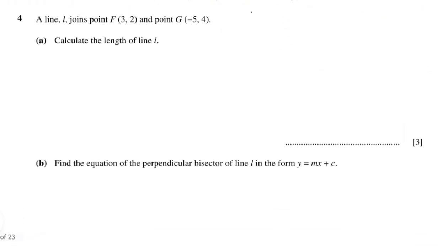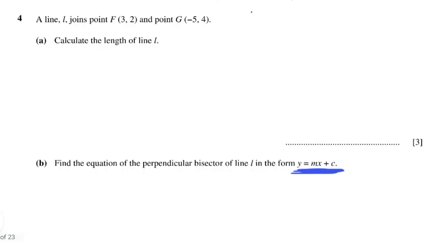The next type of question is to find the length or to find the equation. The only equation we have in our syllabus to find is the equation of a straight line. So usually we have y equals mx plus c. You should know that very well. When they ask you to find the equation of the line, the equation of the perpendicular line, the equation of the bisector, the equation of the perpendicular bisector, or the equation of the tangent, all of this is y equals mx plus c.